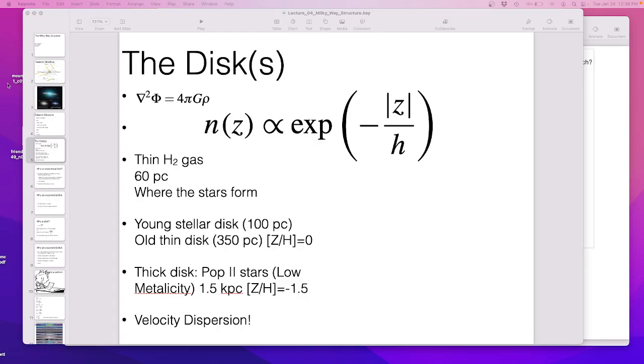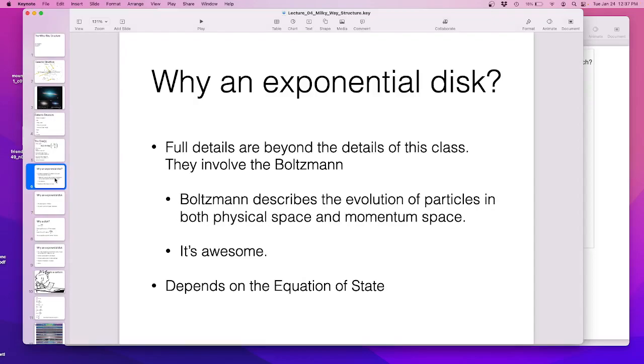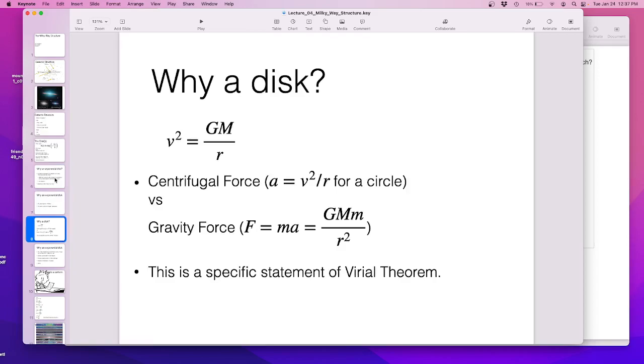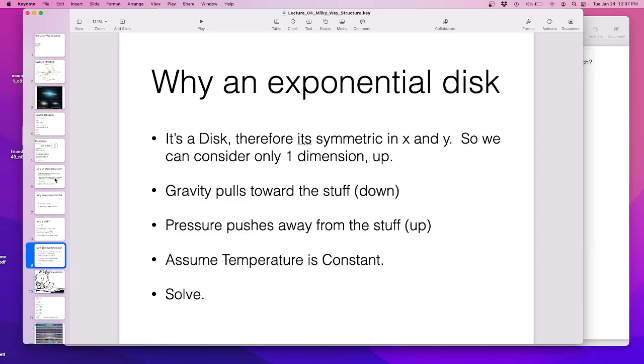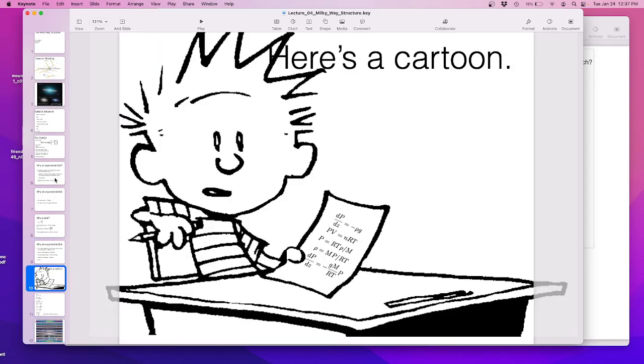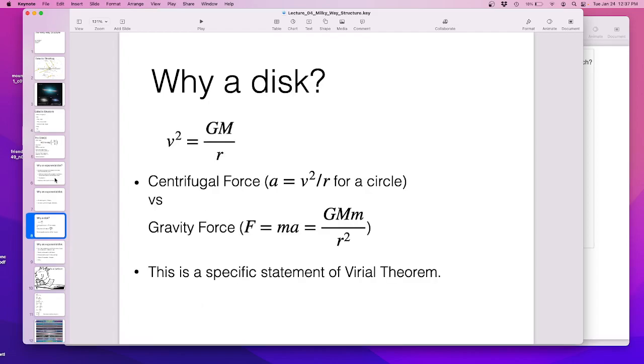Where am I in my slide deck? Is this consistent with my flow? To really do it properly, you need to integrate Boltzmann's equation, which I'm not going to do. Let me come back to that. No, I'm going to do that now. Yeah, so this is why an exponential.